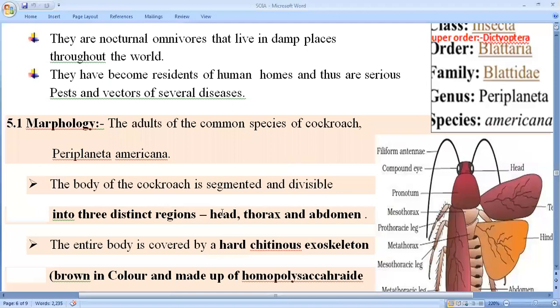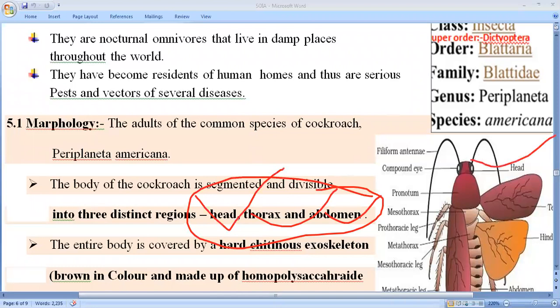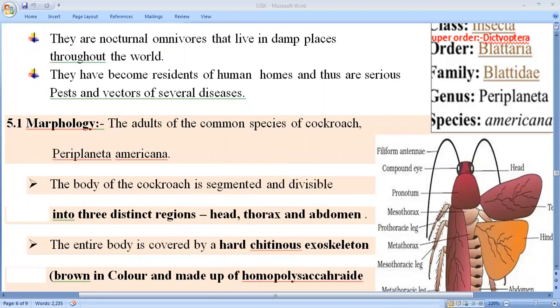They are divisible into three distinct regions. First is the head, second is the thorax, and third is the abdomen. So their body is divided into three different regions: first the head, second the thorax, and last the abdomen. Clear? These three distinct regions are found in the body of the cockroach. So like annelids, their body is also segmented.